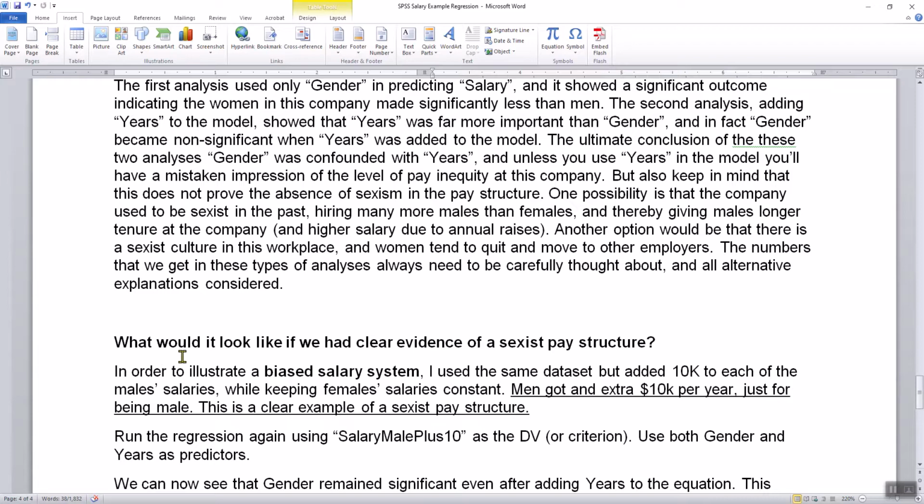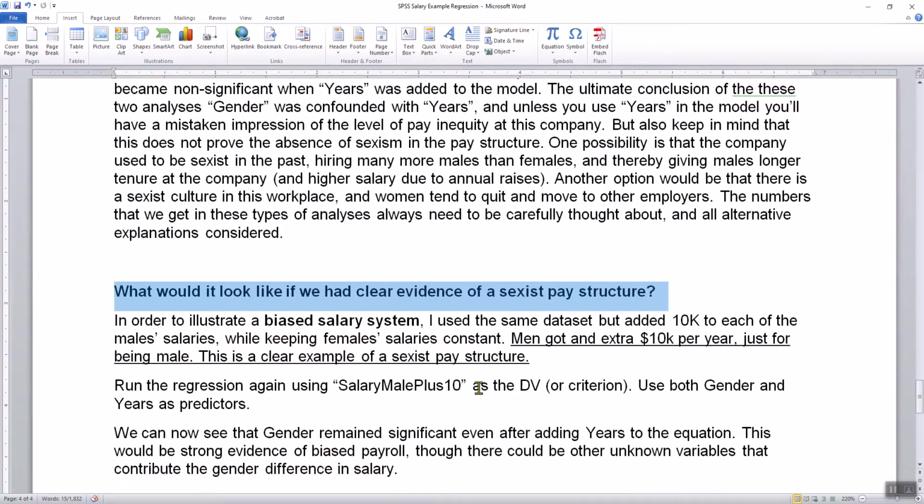So next, what I wanted to do is show what would happen if we had a clearly biased pay structure in the company. And I did this showing that men got an extra $10,000 a year just for being male, and that's clearly sexist, and nobody would agree with that as being fair. But the first example that I went through for the last half hour did not provide evidence of a sexist pay scale, but I wanted to see what it would look like if we did have evidence of a sexist pay scale when we run the multiple regression.